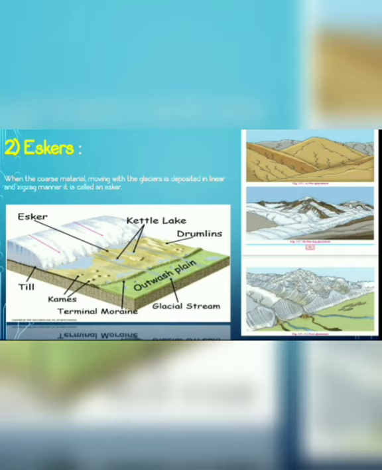Next is eskers. When the coarse material moving with glaciers is deposited in a linear or zigzag manner, it is called eskers. In the figure you can see the esker arrow, and you can see that it is in a linear way, in a straight line, but the straight line is also in a zigzag manner, that is, in a crooked way. These are called eskers, which are formed during the erosion by glaciers.